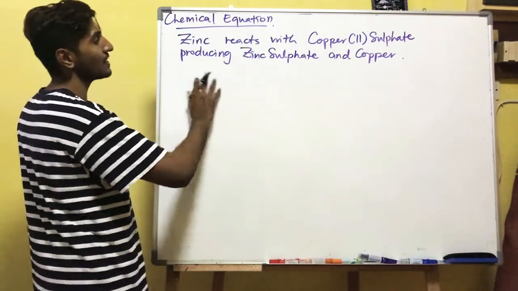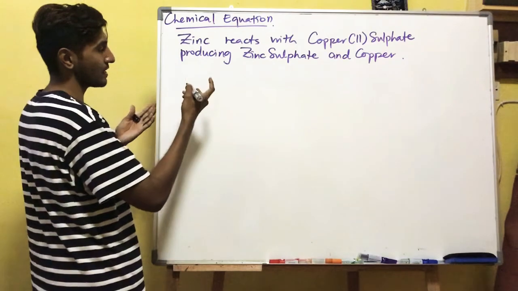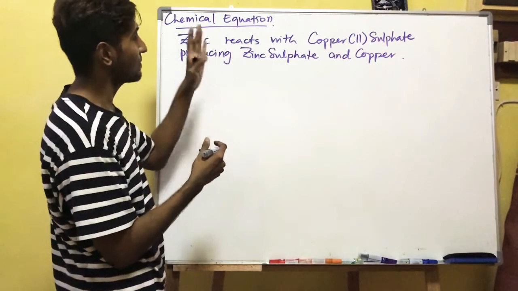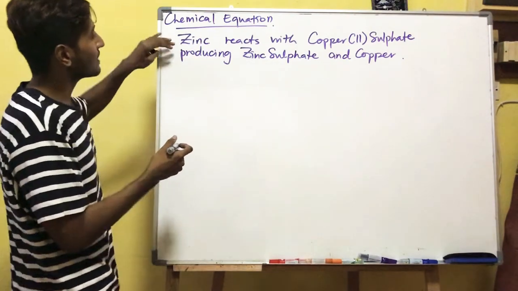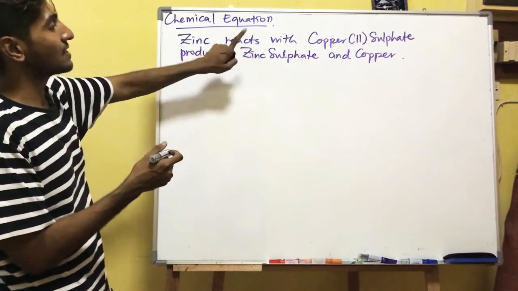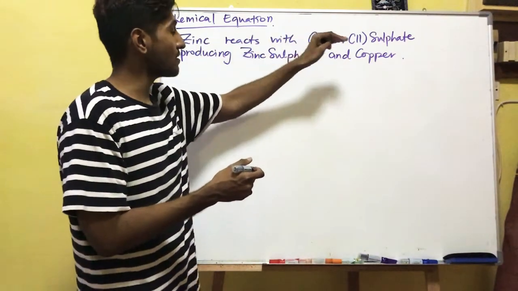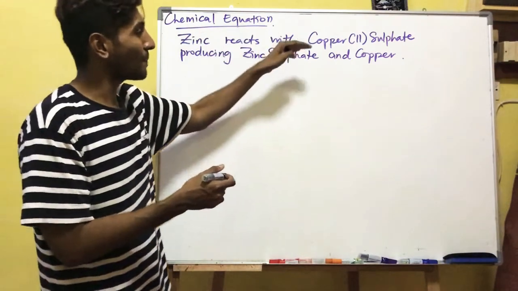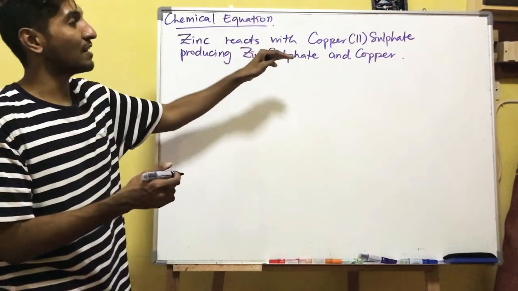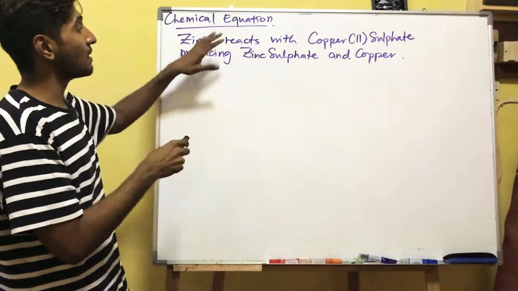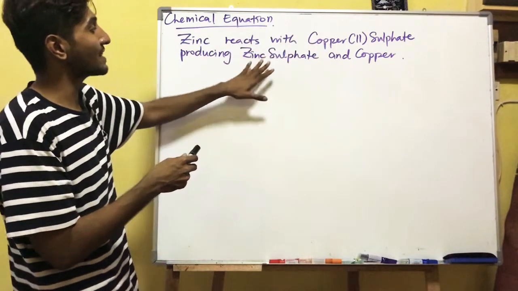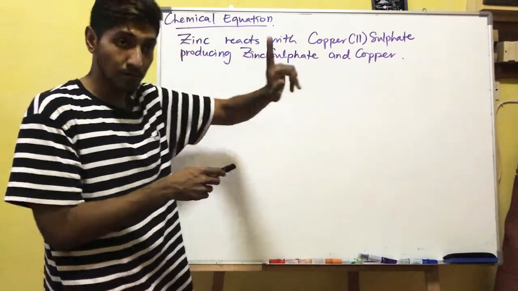So contoh soalan ni dia dah bagi soalan sekali, betul? Dia dah bagi hasil sekali. Jadi sekarang dia dah beritahu bahawa zinc bertindak balas dengan cuprum 2 sulfide. So zinc reacts with copper(II) sulfate, producing zinc sulfate and copper. So zinc bertindak balas dengan cuprum 2 sulfide menghasilkan zinc sulfide dan cuprum, betul?